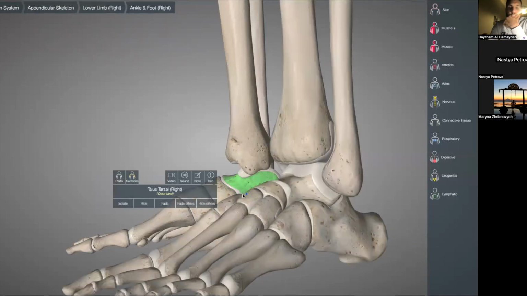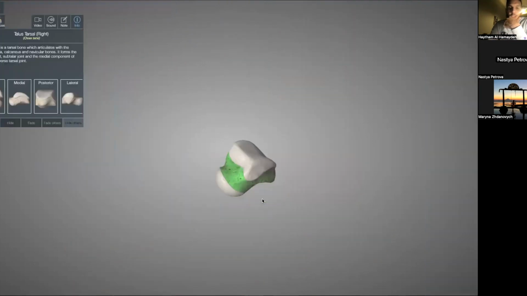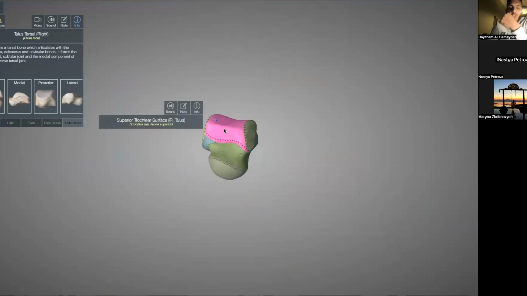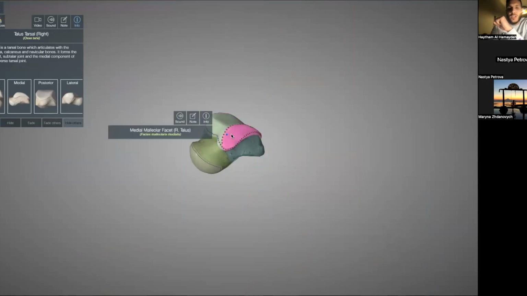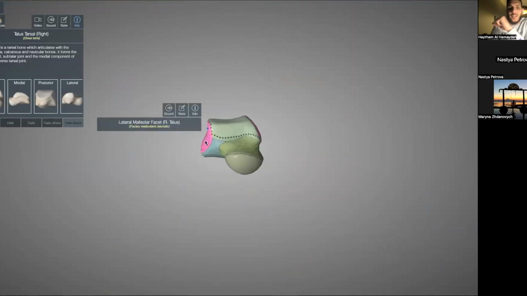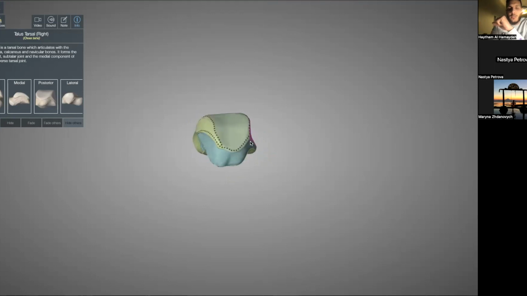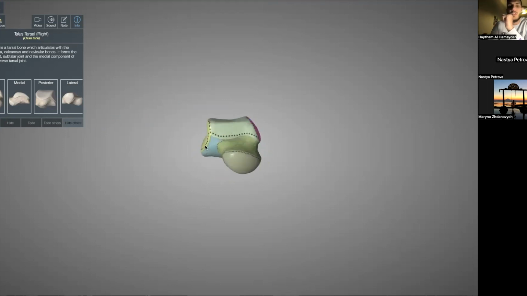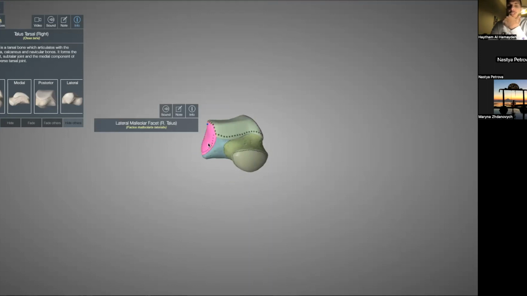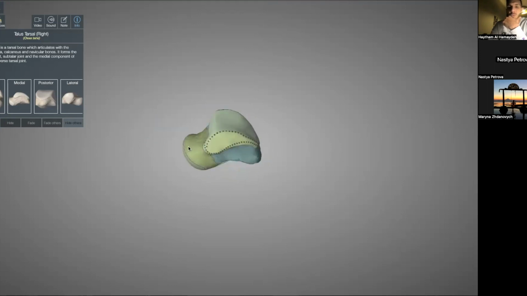So before we move on, let's check the talus. Here you have parts. Superiorly, this part right here, the superior trochlear surface, articulates with the inferior articular surface of the tibia. It's part of the ankle joint. We don't need to discuss all of those things, but it has the trochlear surface, the medial malleolar facet and the lateral malleolar facet. The medial one articulates with the medial malleolus of the tibia. The lateral malleolar facet articulates with the lateral malleolus of the fibula. That's superiorly.